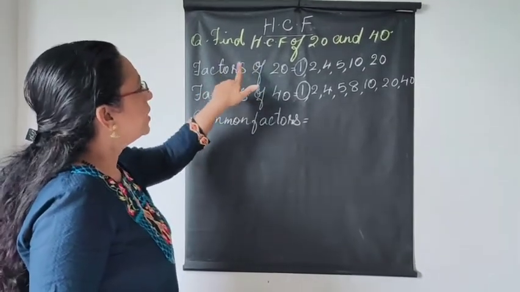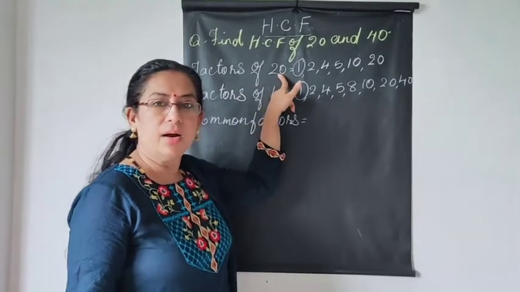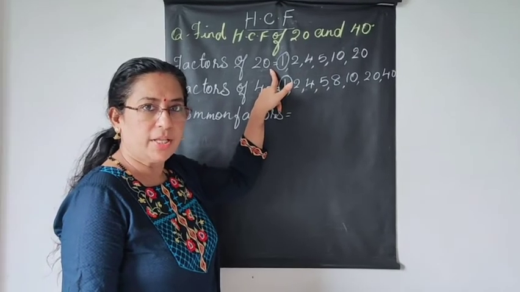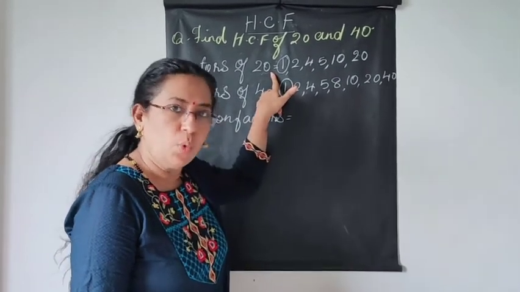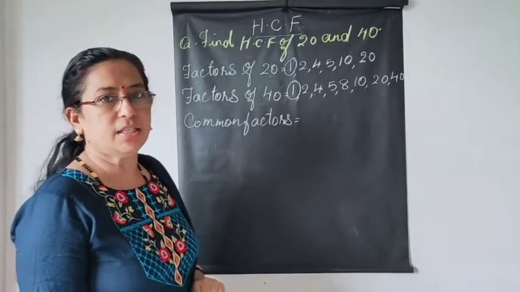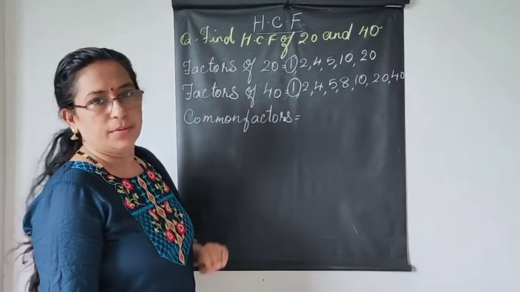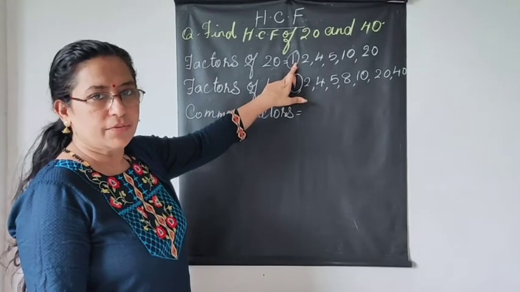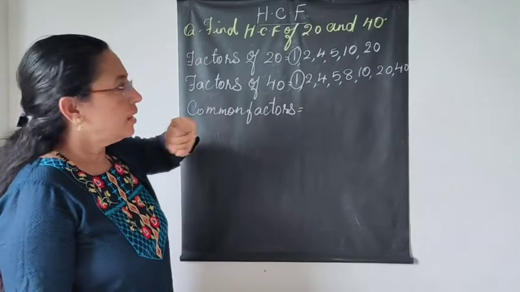First one, factors of 20. In last classes we have learned how to find out factors. For that we can use the divisibility tests, divisibility rules. These all we have to keep in our mind, so it will be easy for us to find the factors. Factors of 20. One is the first factor. One is the common factor. In all the numbers we can see 1 as a factor.